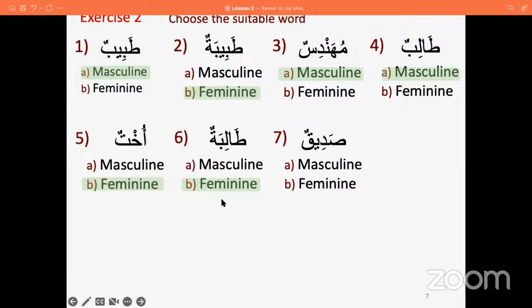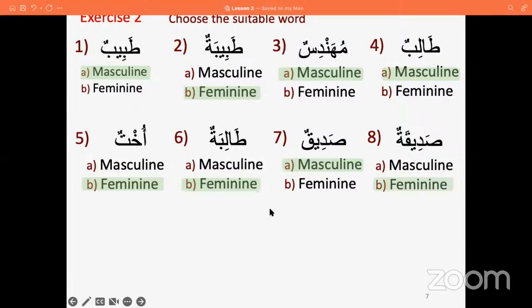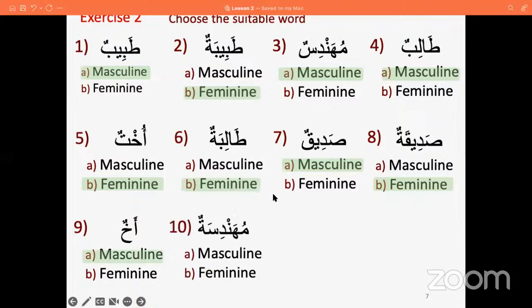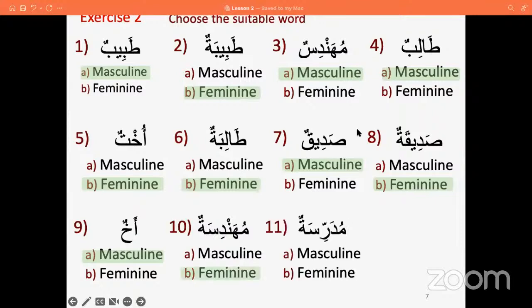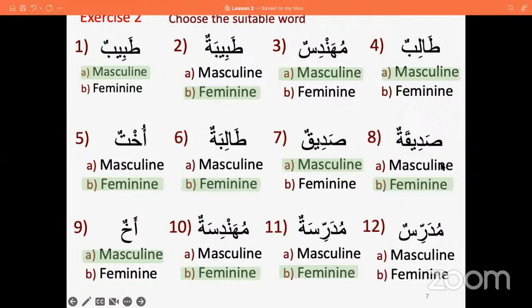How about the word صديق? Right, so that is masculine over there. How about the word صديقة? Right, I think we agree that is feminine. Okay, how about the word أخ? That is masculine. How about the word مهندسة? And that is feminine, correct. How about the word مدرسة? Excellent. And finally, how about the word مدرس?